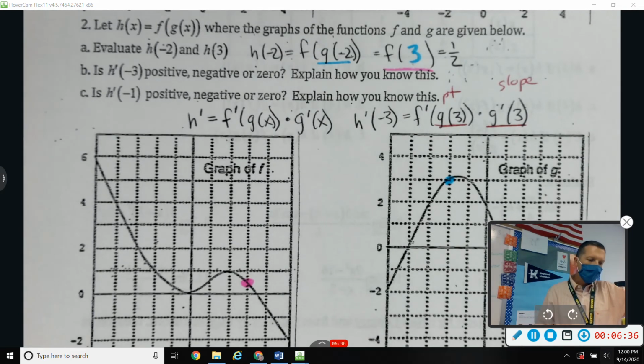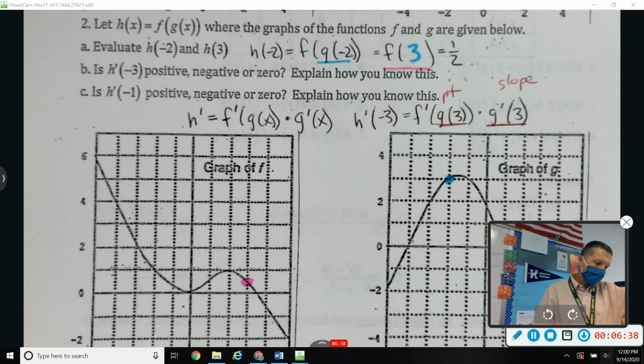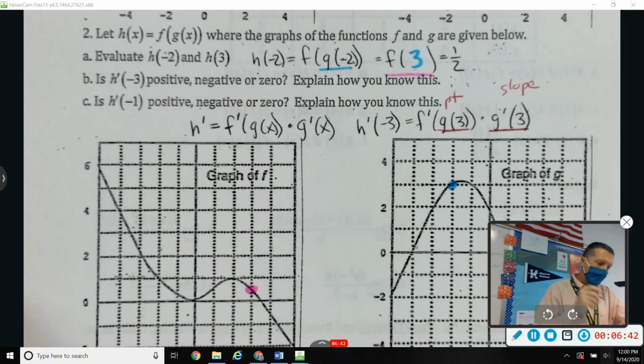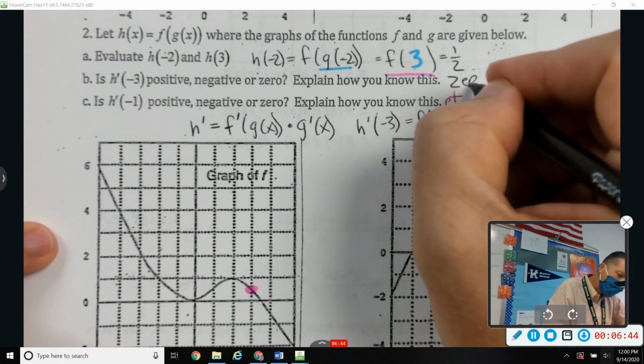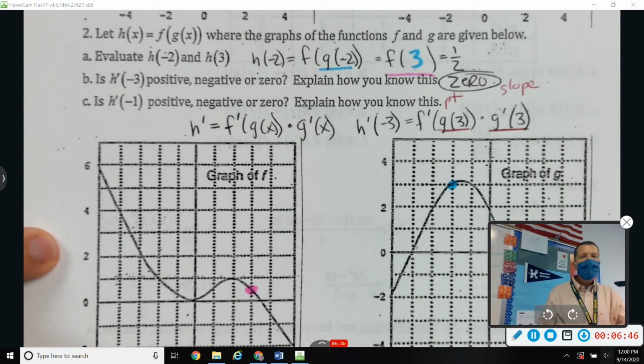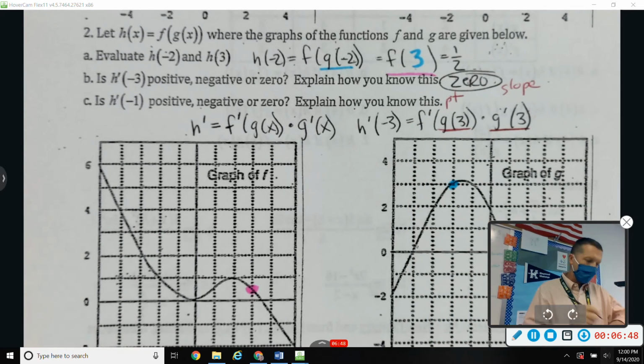Answers will be posted. And I think, let me say this now because this is going on the video. B, this one's 0. H of negative 3 ends up being 0. The answer key is wrong on that one, so go with 0.